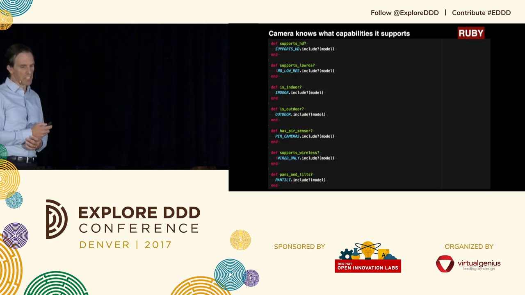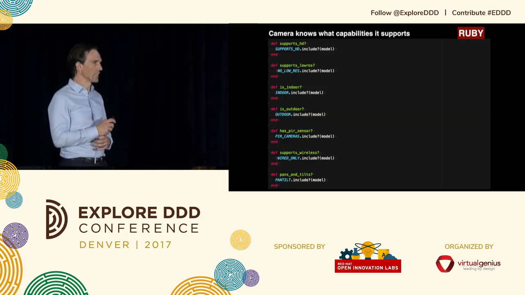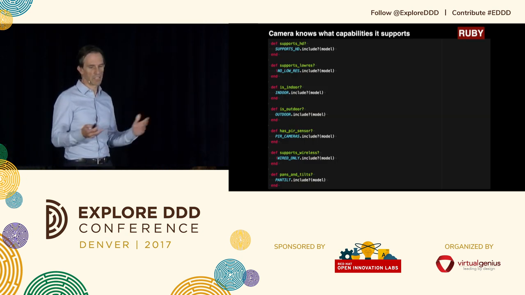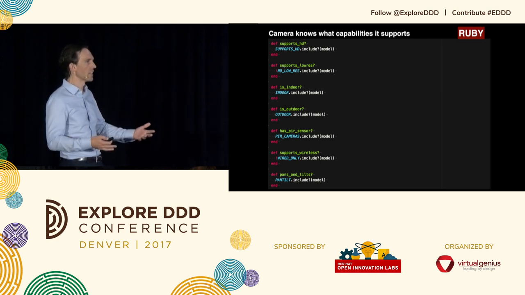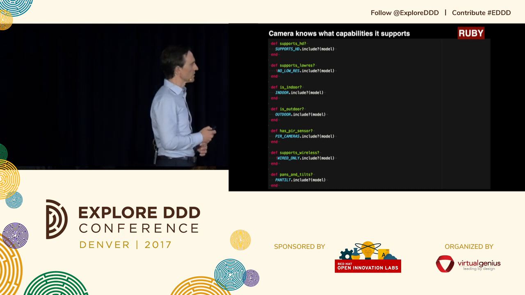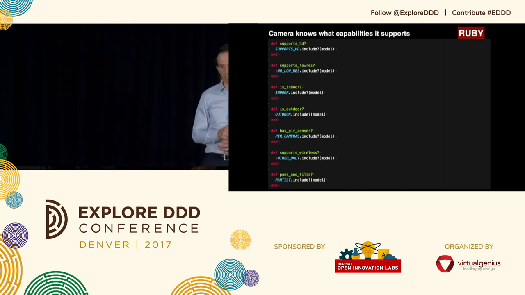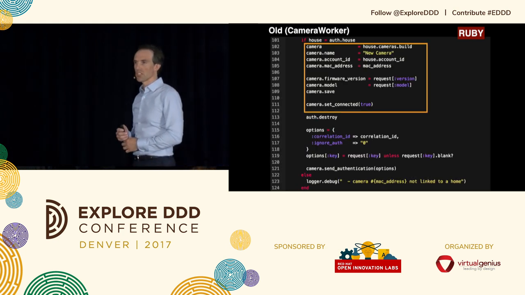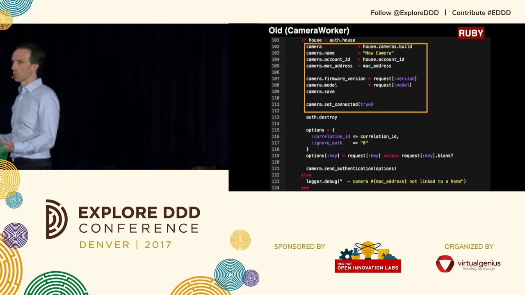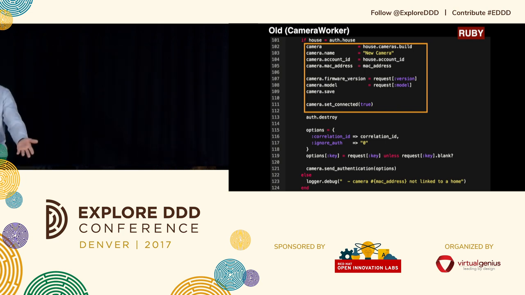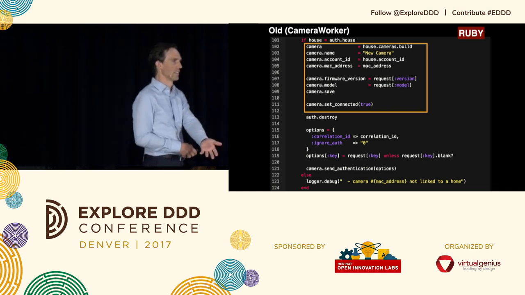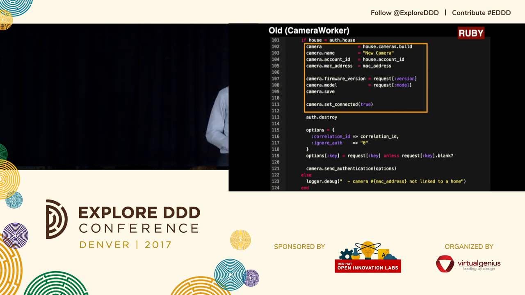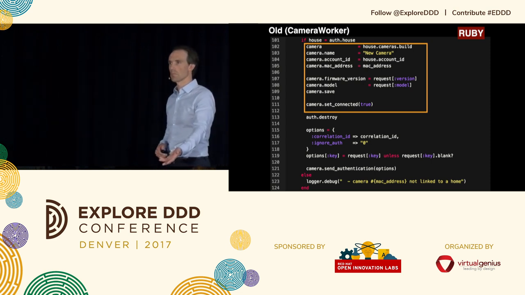So now we have this situation where the camera knows what capabilities it supports. So does it support high definition or low res? Is it indoor, outdoor? We were able to start introducing these smarts into the camera and cleaning it up. Remember I showed you that old camera worker class on the Ruby side that had all this here. So what does that look like to you? You know, what pattern is that? That block of code. What's the smell?